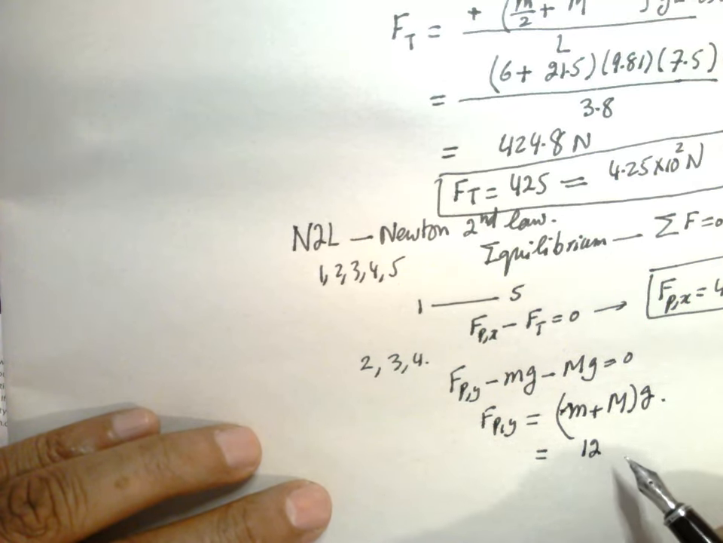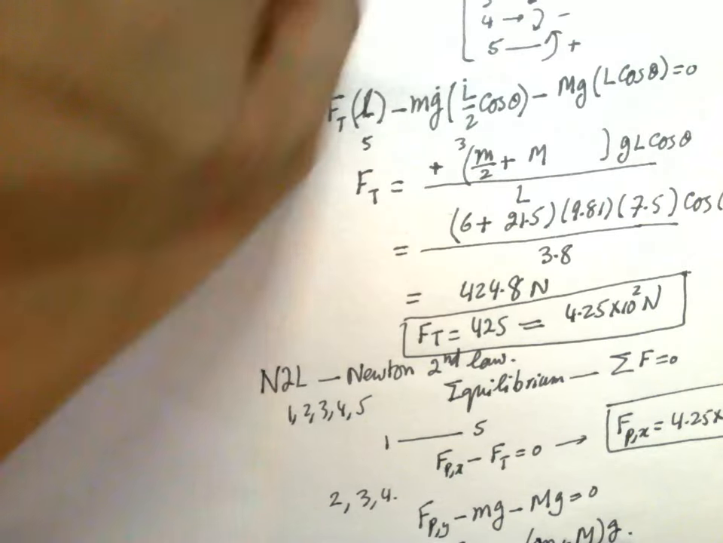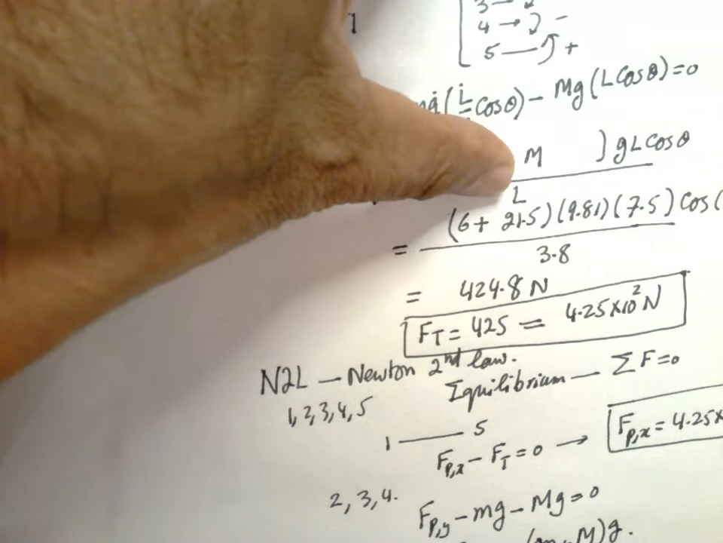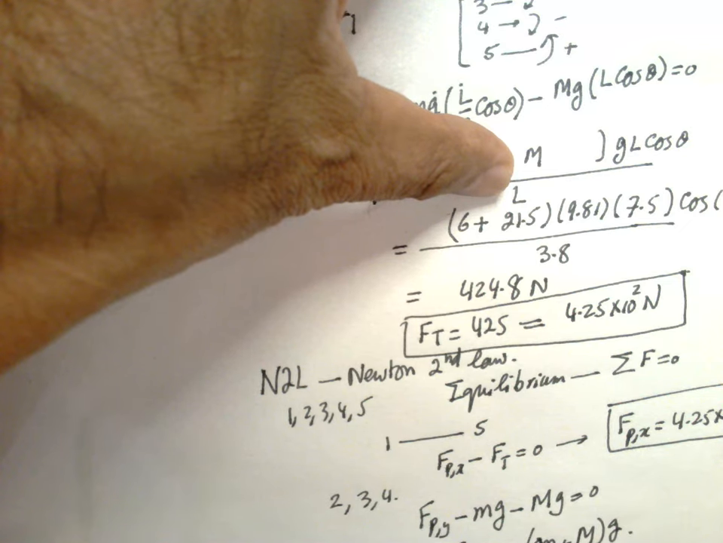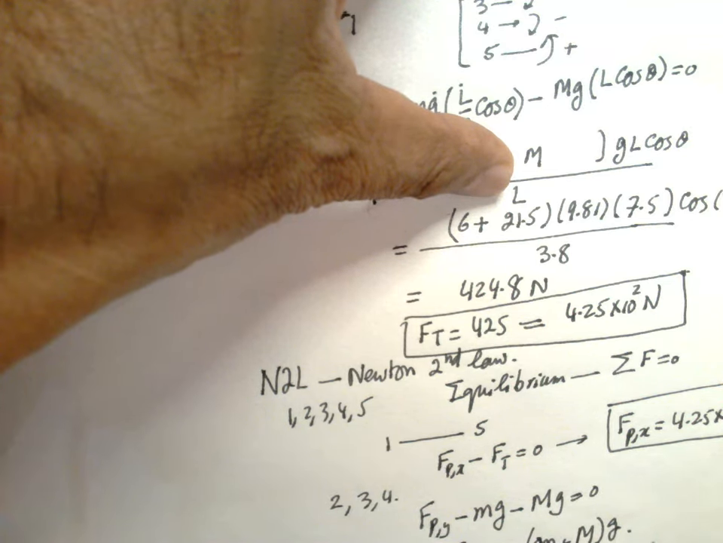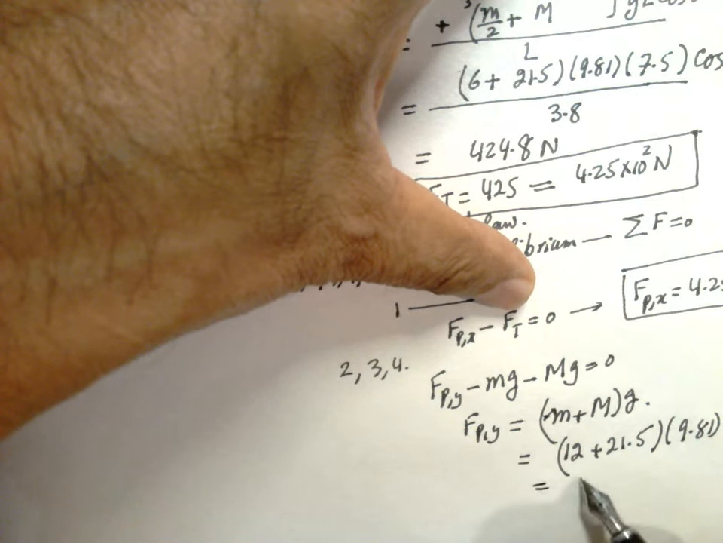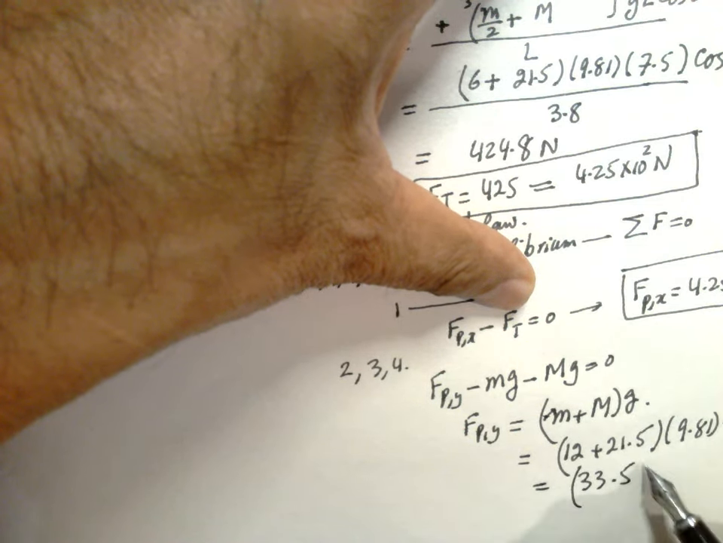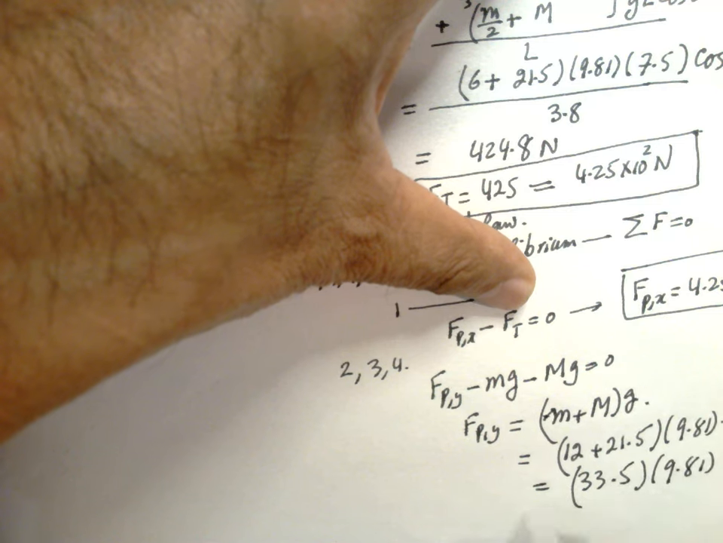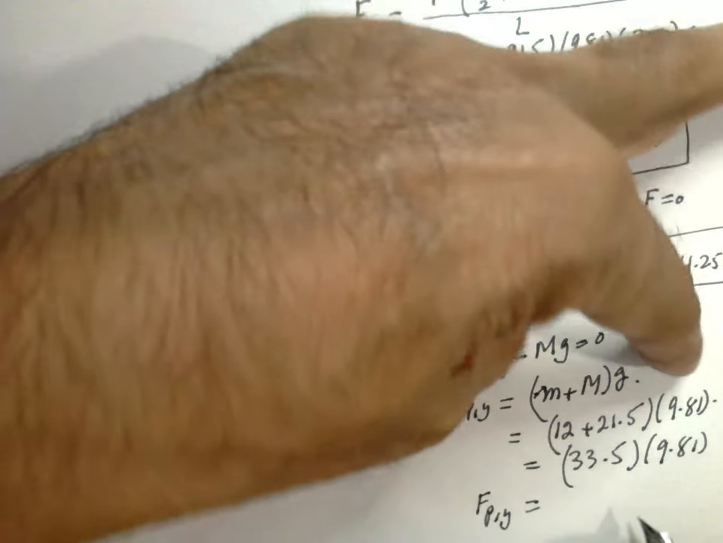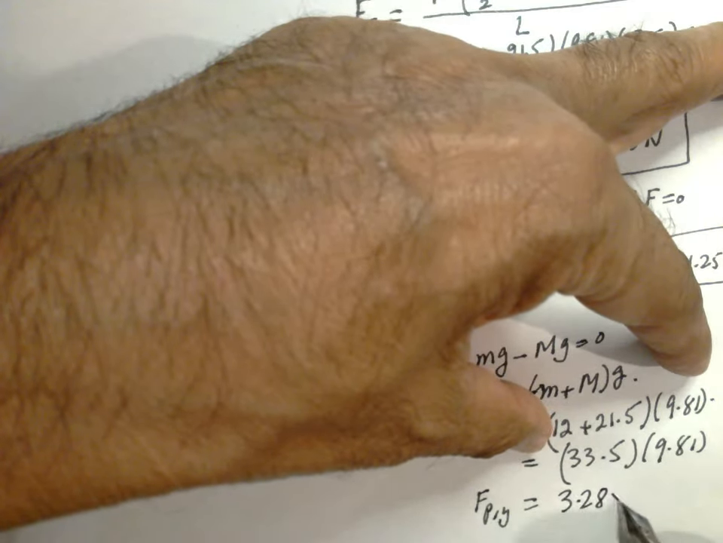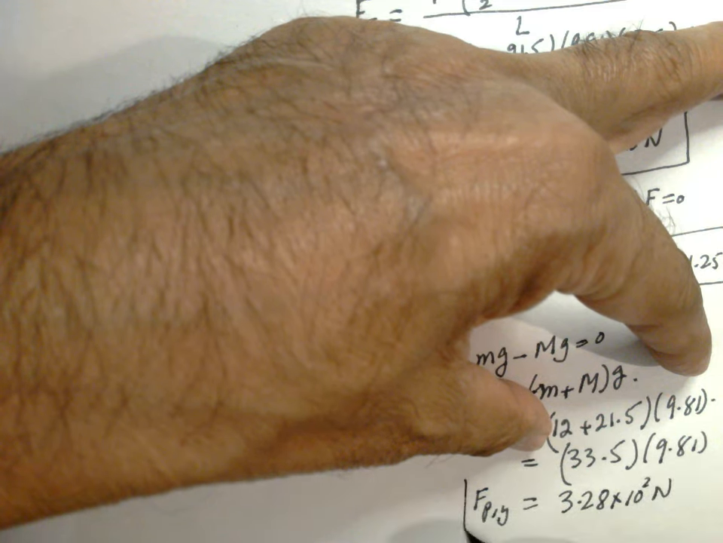So this is equal to 12 kg plus 21.5 kg multiplied by 9.81, so 33.5 multiplied by 9.81, and this FPY, which is equal to 3.28 times 10 power 2 newtons. So this is this one.